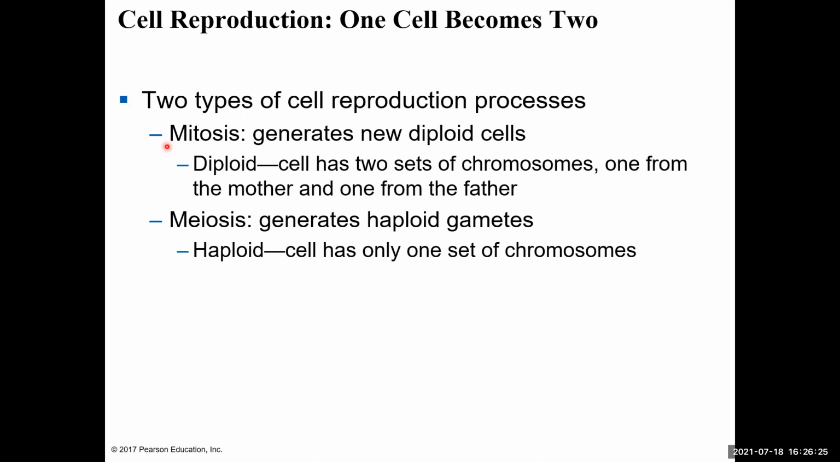The first is mitosis, and remember we said that mitosis only happens in your somatic cells, so all of the cells in your body except for your reproductive cells, our gametes, our sperm or our eggs. This cell division process of mitosis generates new diploid cells. Now, what we mean by diploid cells is that there are two copies of each chromosome.